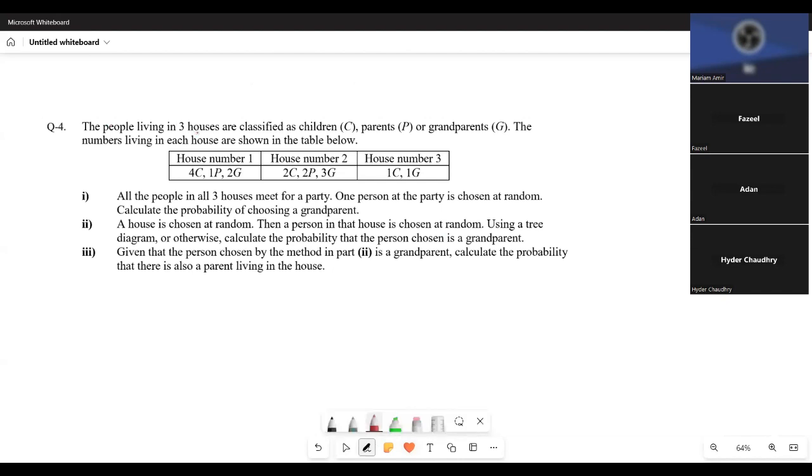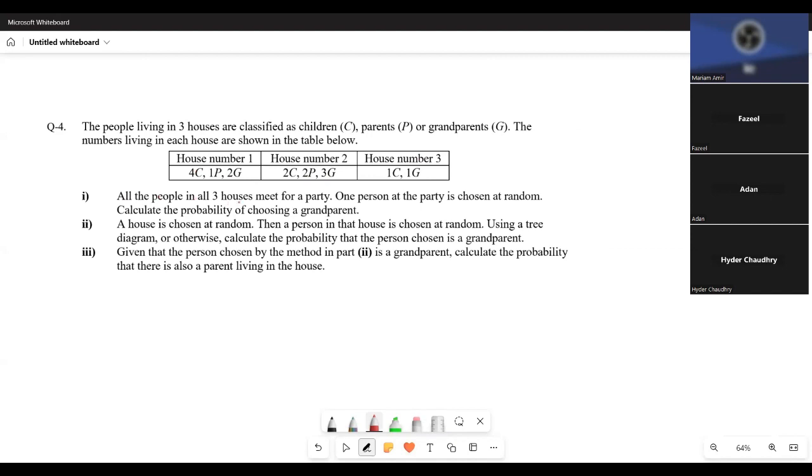The people living in 3 houses are classified as children, parents, or grandparents. The numbers living in each house are shown in the table below. House 1 में there are 4 children, 1 parent, 2 grandparent. House 2 में 2 children, 2 parent, 3 grandparent. House 3 में 1 child, 1 grandparent.